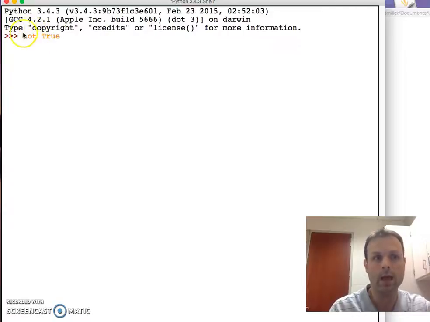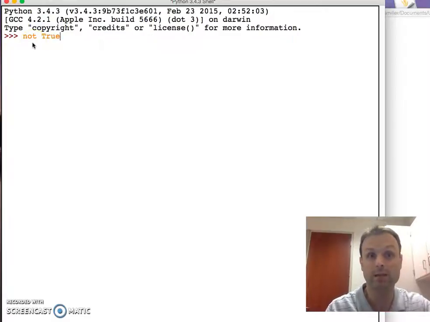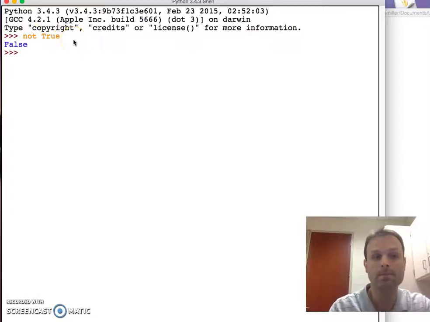The operand is the thing being operated on, and this is the operator, right? So this is what's called a unary operator, U-N-A-R-Y, meaning it only has one operand, as opposed to the plus sign, which has two operands, 3 plus 4. 3 and 4 would be the operands. So not True is False, right? Second thing I want you to notice, just to emphasize this, in Python the True and False Boolean values begin with capital letters.